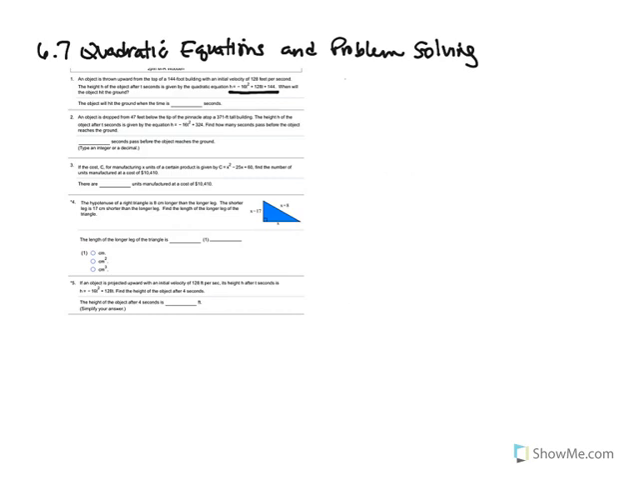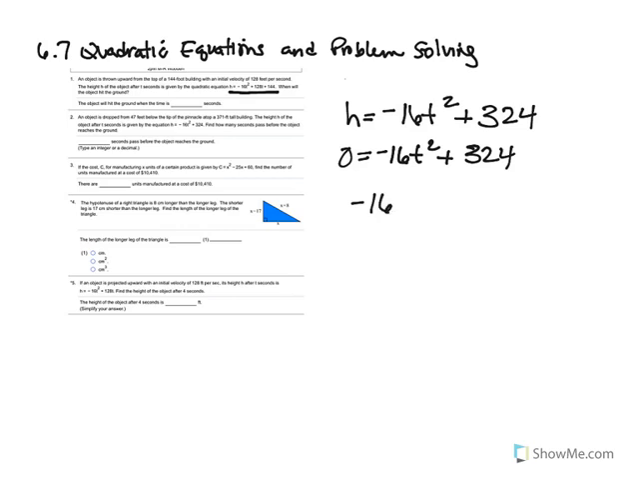All right, so number 2 is just like number 1, essentially. We're looking for when the object hits the ground. So we have this equation, h equals negative 16t squared plus 324. So we set h equal to 0. And I'm going to rewrite it so I can have my variable on the left. So I'm going to factor this. It's in descending order. I don't think there's a GCF there. So, oh no.